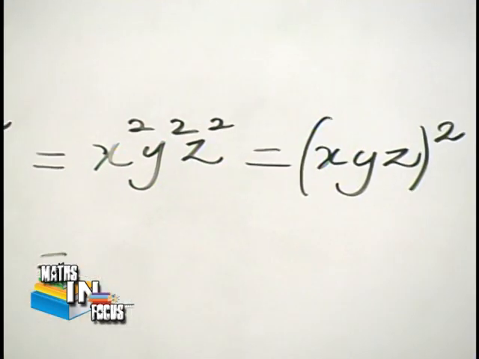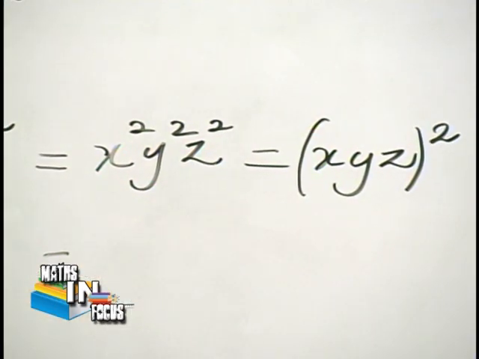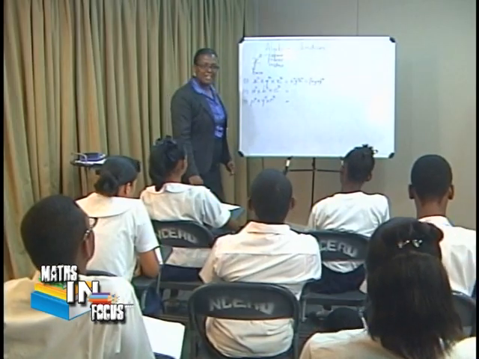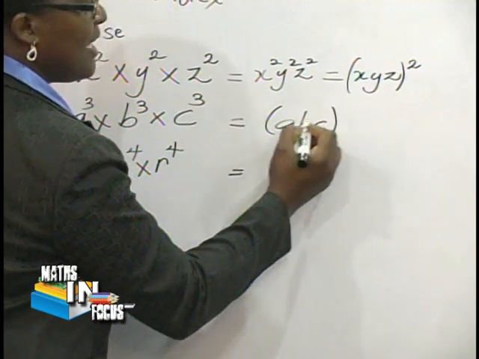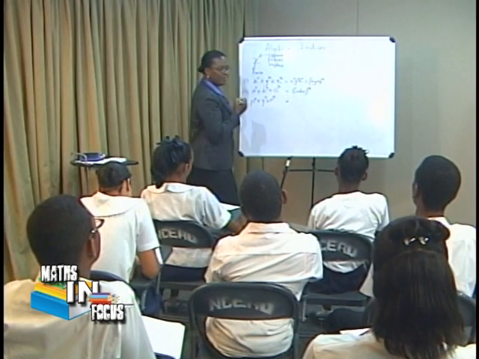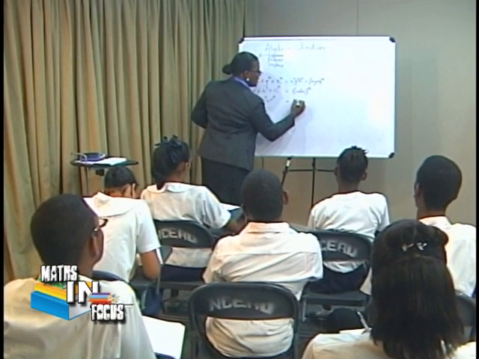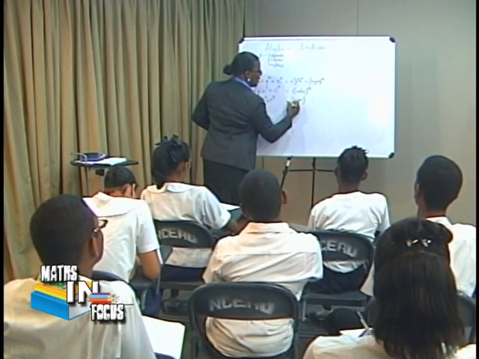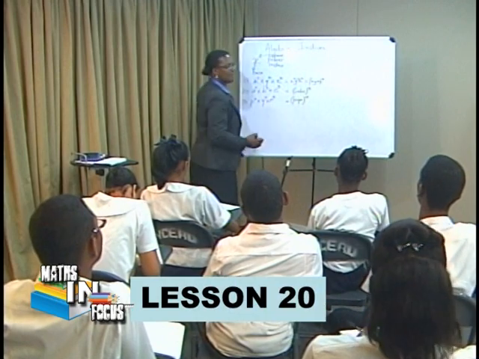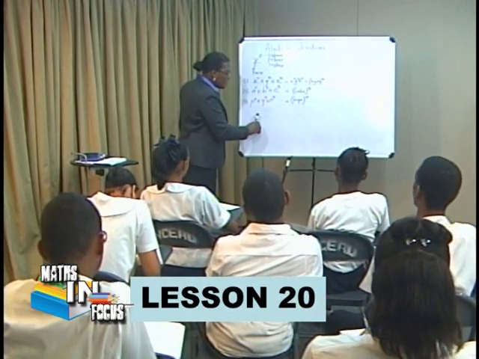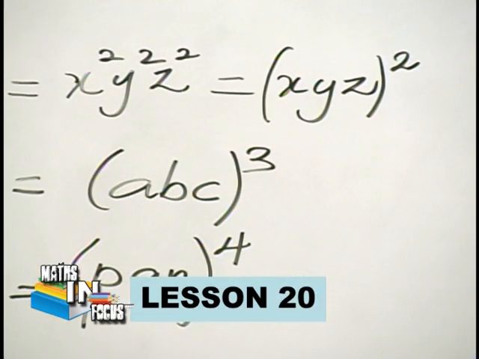Complete the second and the third. You can look at the second and the third and tell me what the answer is going to be. What is the second one going to be? A, B, and C in brackets, all cubed. And here we're going to have P, Q, R, all to the fourth power.